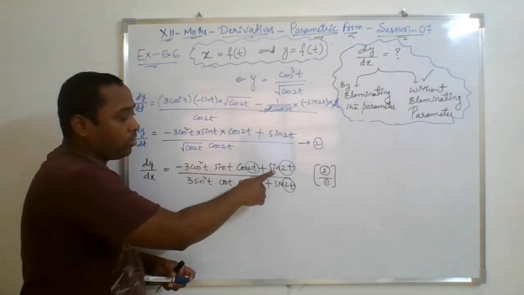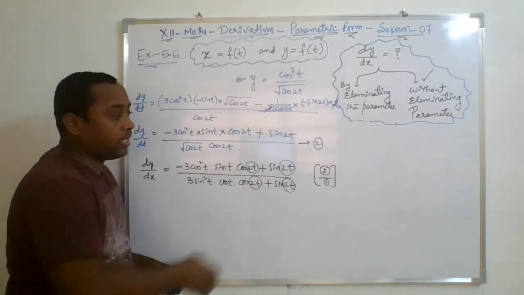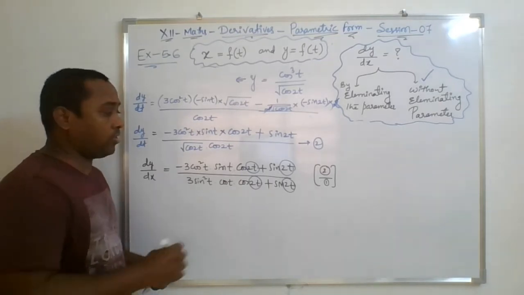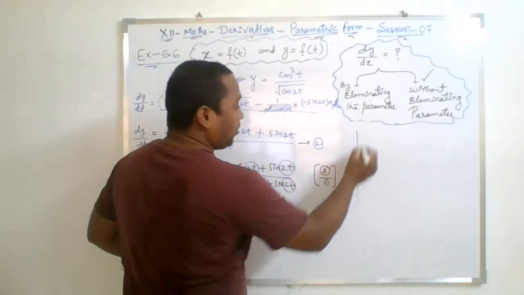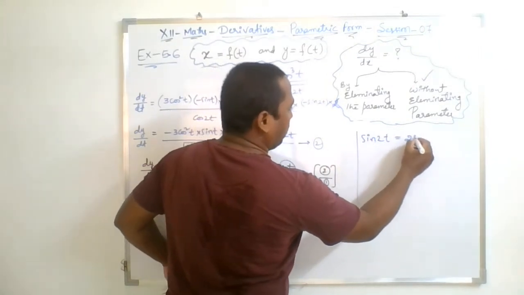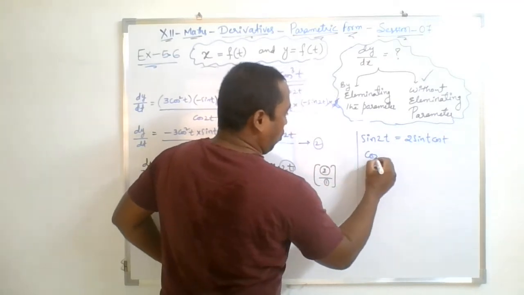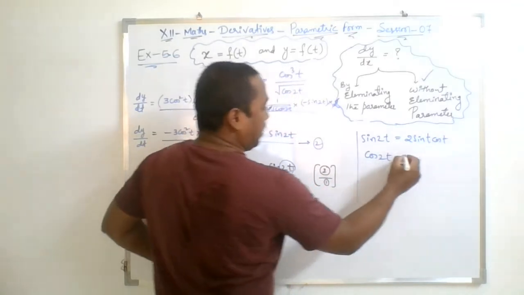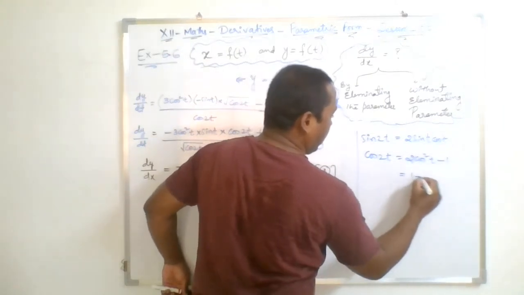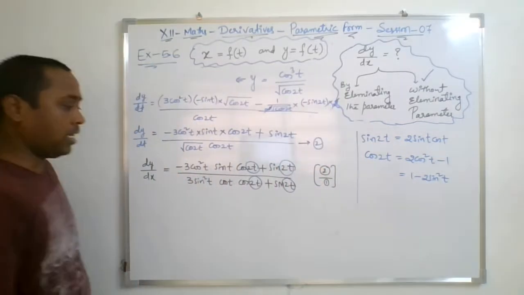So first I would try to reduce the sine 2t by using the sine 2 theta formula, that is 2 sine t and cos t. Just for your reference, I am writing the formula. Sine 2t is equal to 2 sine t into cos t. And cos 2t can be written in terms of cos as 2 cos square t minus 1, in terms of sine as 1 minus 2 sine square t, nothing else.